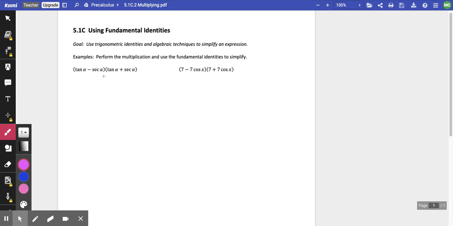I notice that these two things that are here are conjugates, which means when I multiply them together, they're going to turn into a difference of squares. And I also know that there's an identity that relates tangent and secant if they're both squared. So I think if I multiply these together, something really nice is going to happen. So I do know that it's going to multiply into a difference of squares. So that means that's going to be tangent squared alpha, the first term squared, minus secant squared alpha, the second term squared.